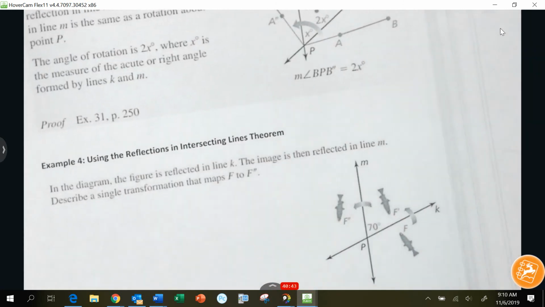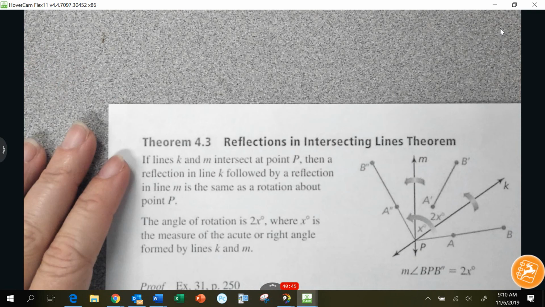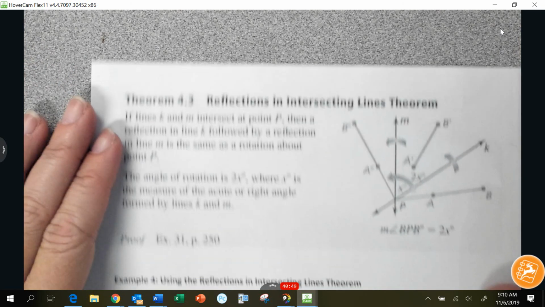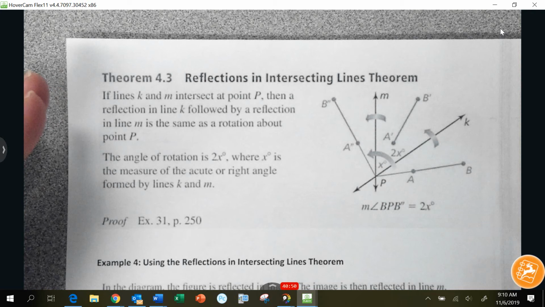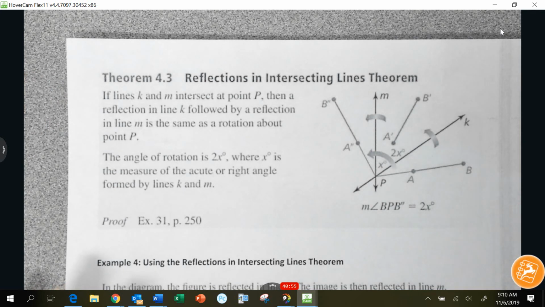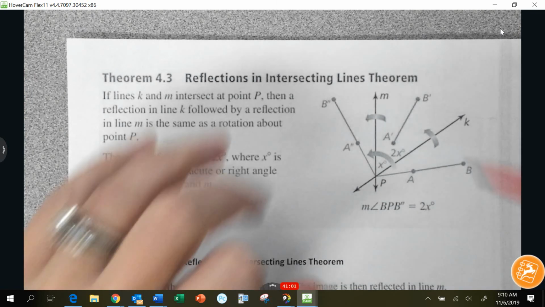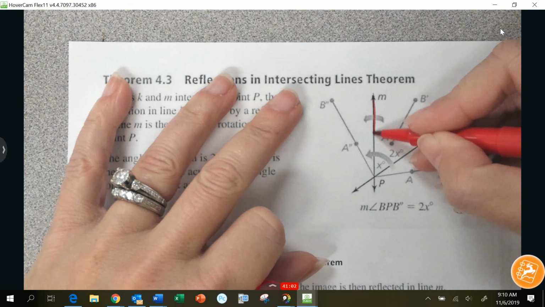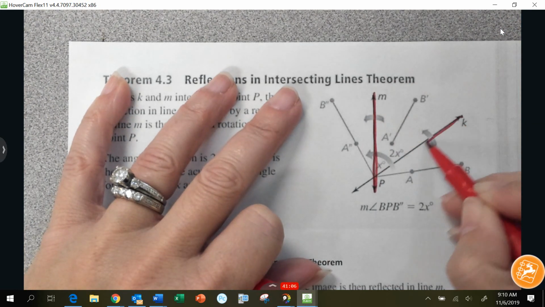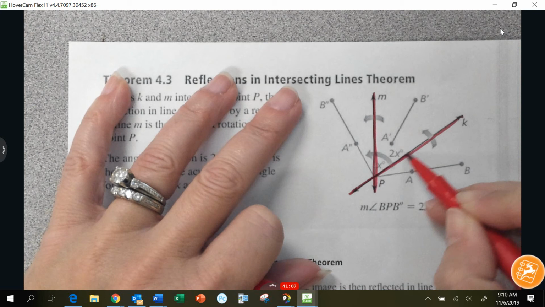All right, last section. This one is reflections in intersecting lines theorem. So these aren't parallel lines, these are intersecting lines. So in this picture, we've got lines K and M intersecting at point P. So here's line M, here's line K, and they're crossing at point P.